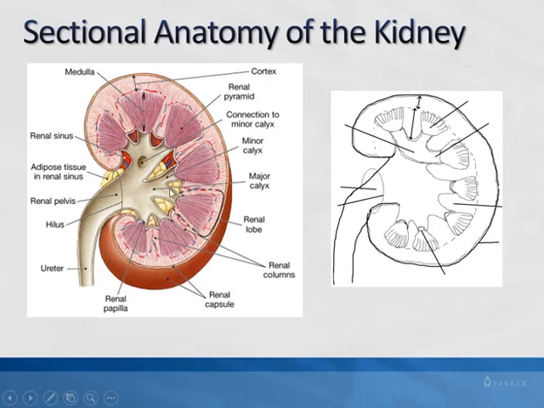These are your minor calyces. Singular would be calyx with an X. And then it empties into the major calyces, and eventually into the renal pelvis and out through the ureter. You'll notice they have this circle around here. They call it the hilus. I've seen it called hilum, the renal hilus.